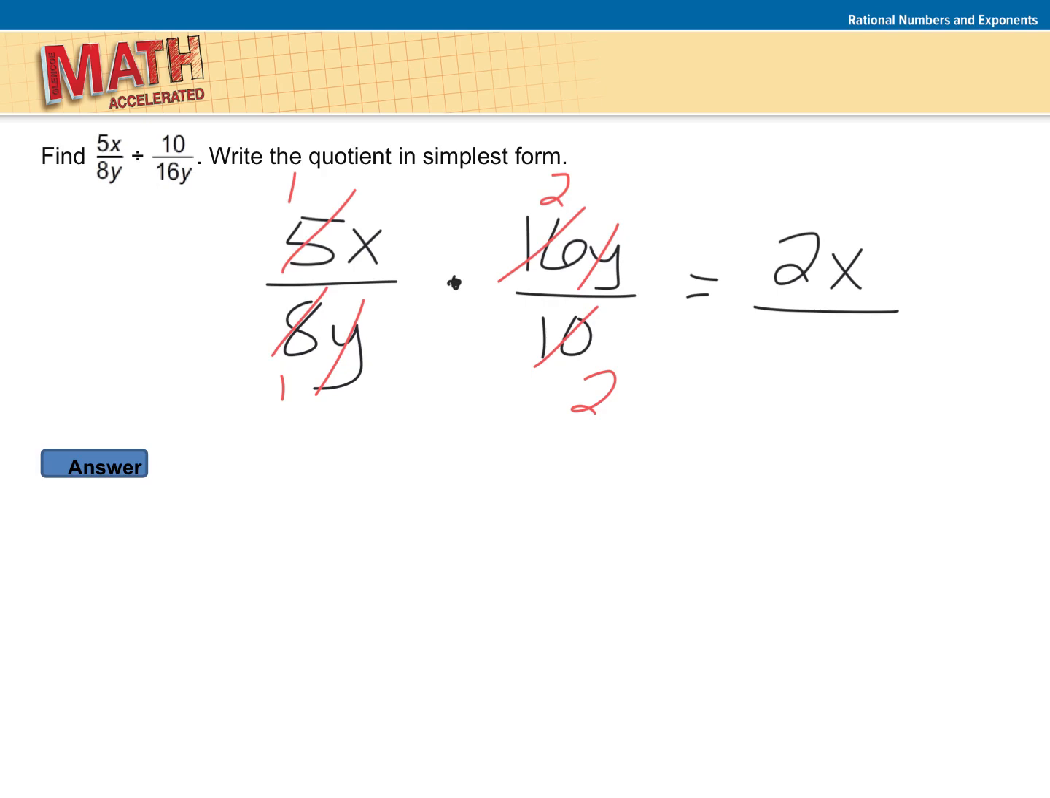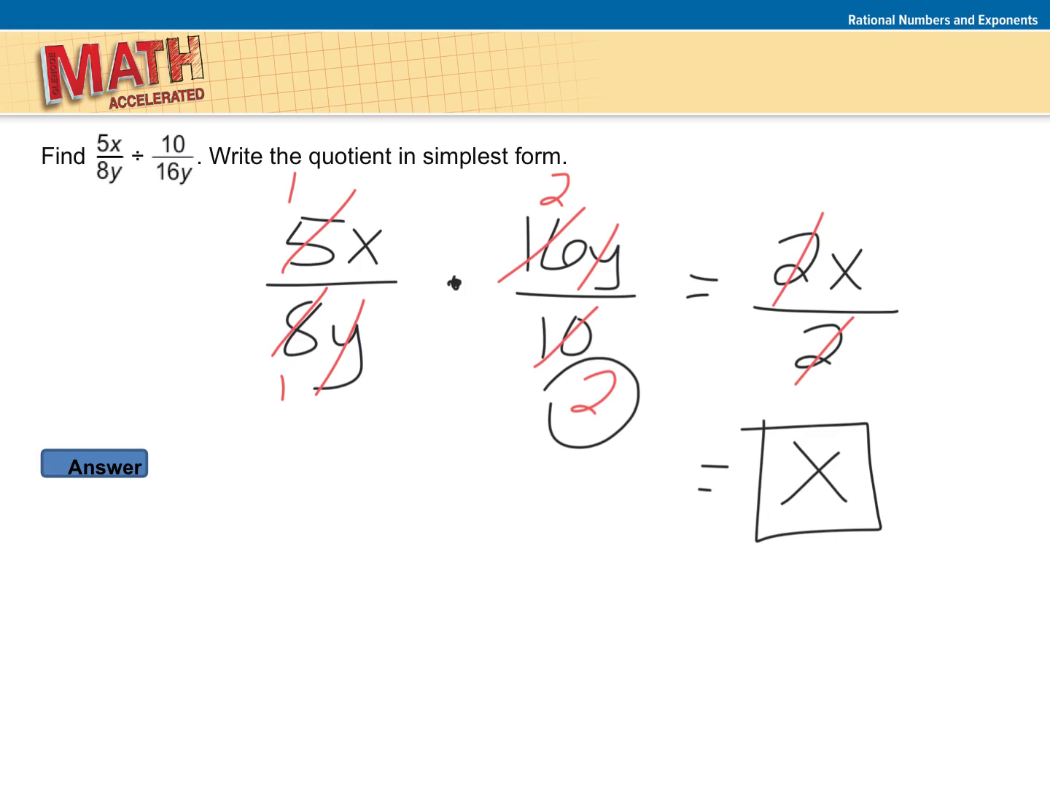What do we have on the bottom? 10. Okay, is that in simplest form? No. What else can cancel out? The 2. So what is our final answer? X over 1. Okay. If you simplify and then you multiply straight across and you see that you have to simplify again, that's okay. Just make sure you keep simplifying until you can no longer simplify anymore, until it's in simplest form.